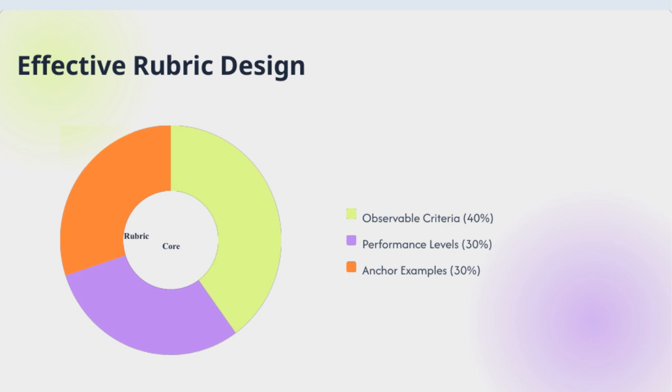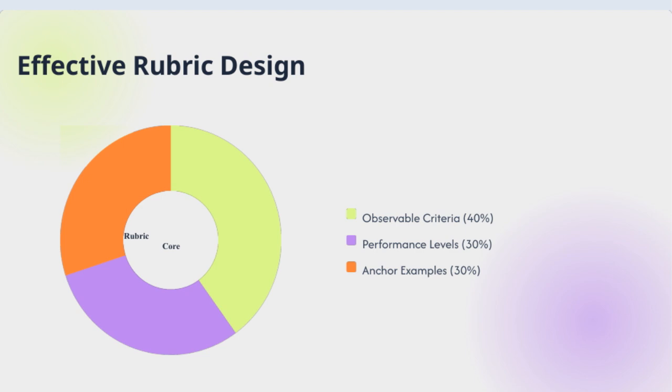Then, observable criteria make up the largest portion, about 40%. These are the specific, measurable indicators that demonstrate whether a student is meeting the criteria for each level. All of these components come together in the rubric to provide a transparent, fair, and consistent assessment tool. When designing a rubric, it's important to keep it core, meaning straightforward and aligned with learning goals, and effective, ensuring that it accurately captures the desired performance.